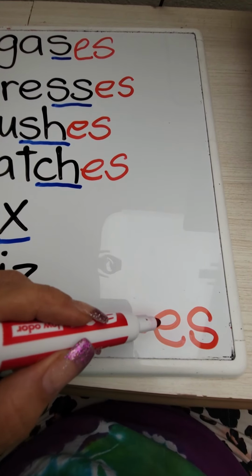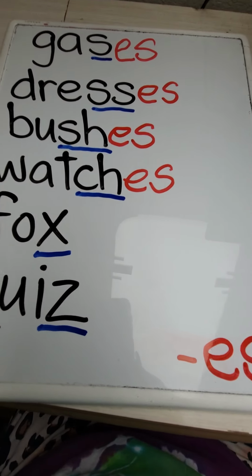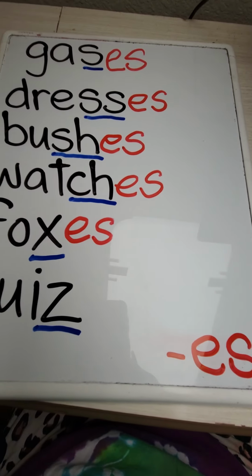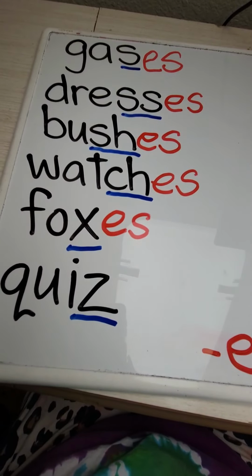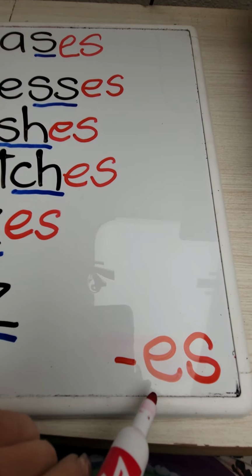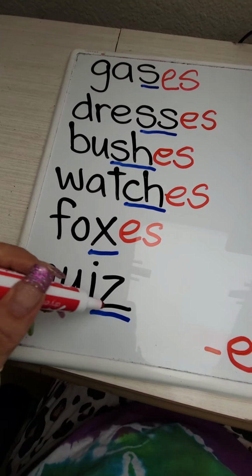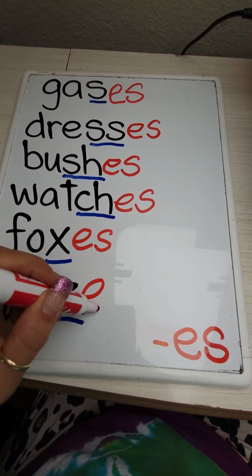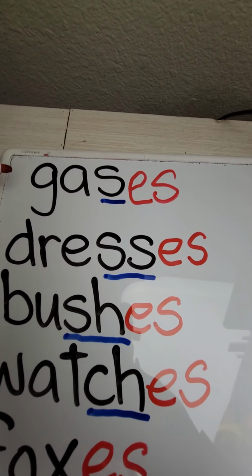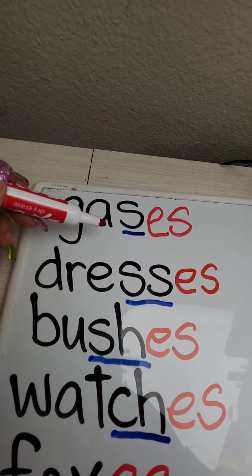Ends in X, we add ES. Fox is foxes. It ends in a Z, we add ES. Quiz, quizzes. Let's practice. There is a gas.